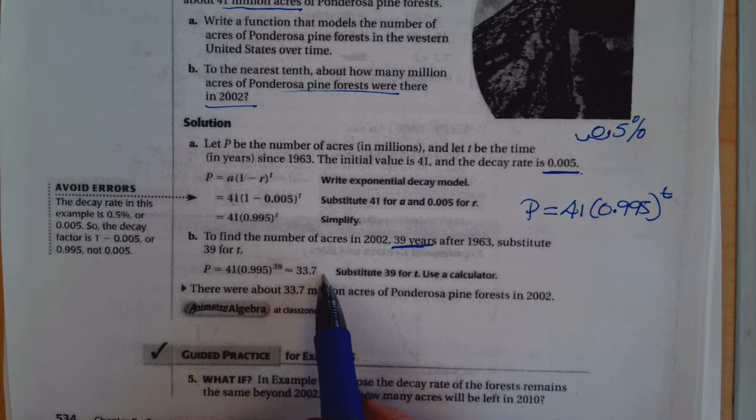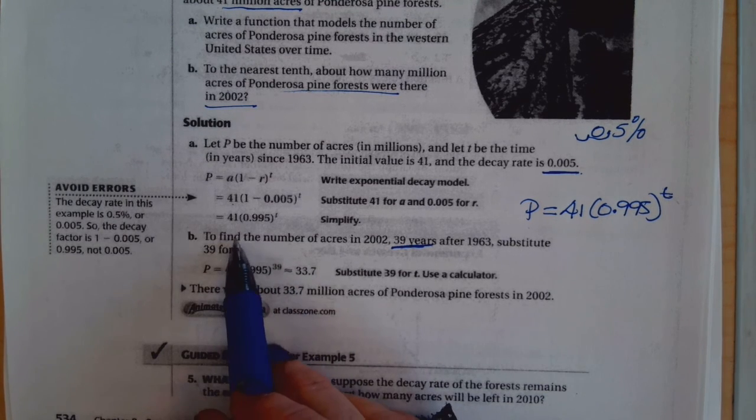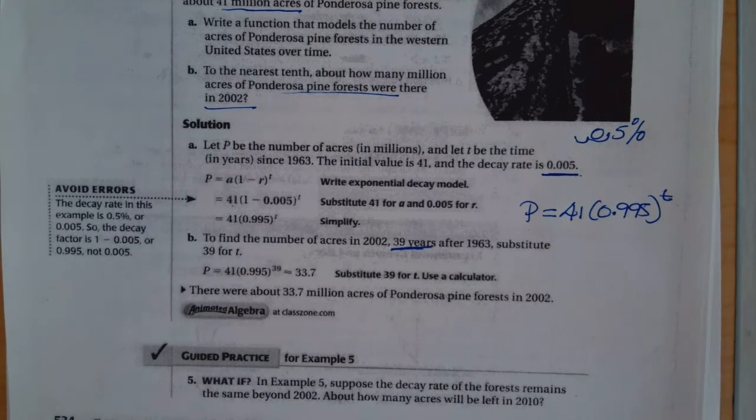But we know that's million, so it went from 41 million to 33.7 million acres of ponderosa pine forest in 2002. So hopefully this helps.